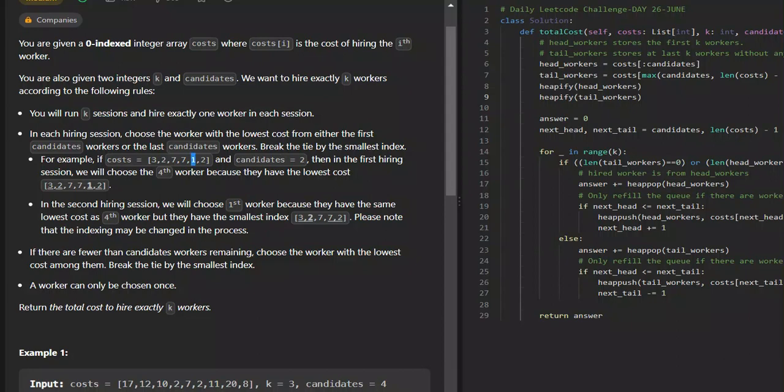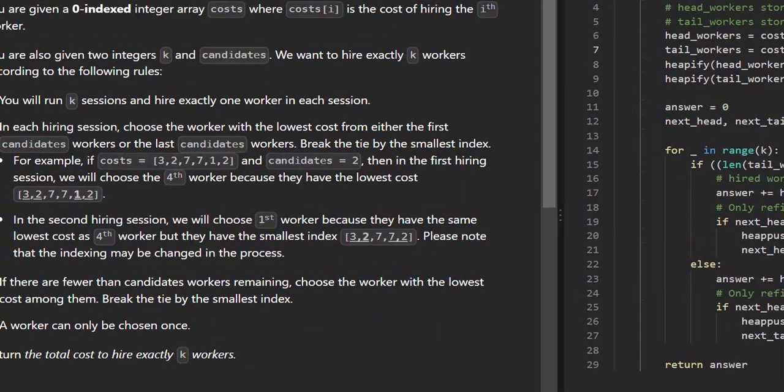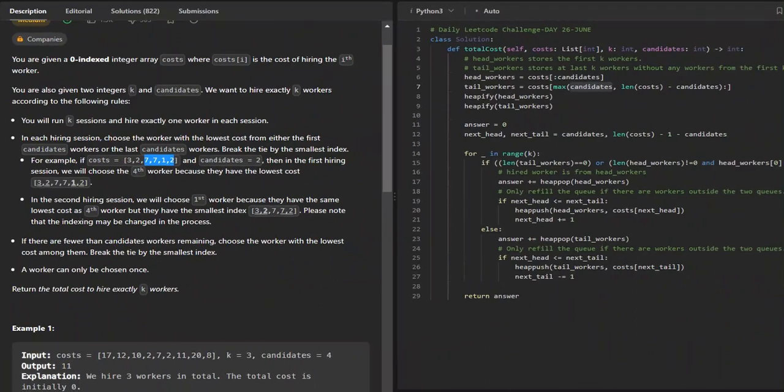This is correct also, right? Because 3, 2, 7, 7 came to the head workers. After that I should not take 7 and 7 again. So this code will ensure that I do not overlap. In this case, length of costs is 6, candidates is 4, 6 minus 4 is 2. If you start from 2, which is this worker, you will see that it's getting overlapped. So that's what I'm saying.